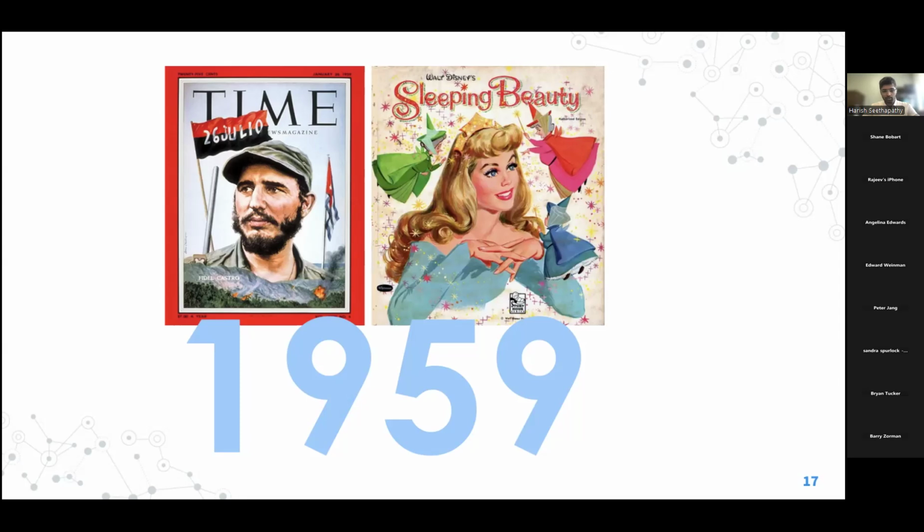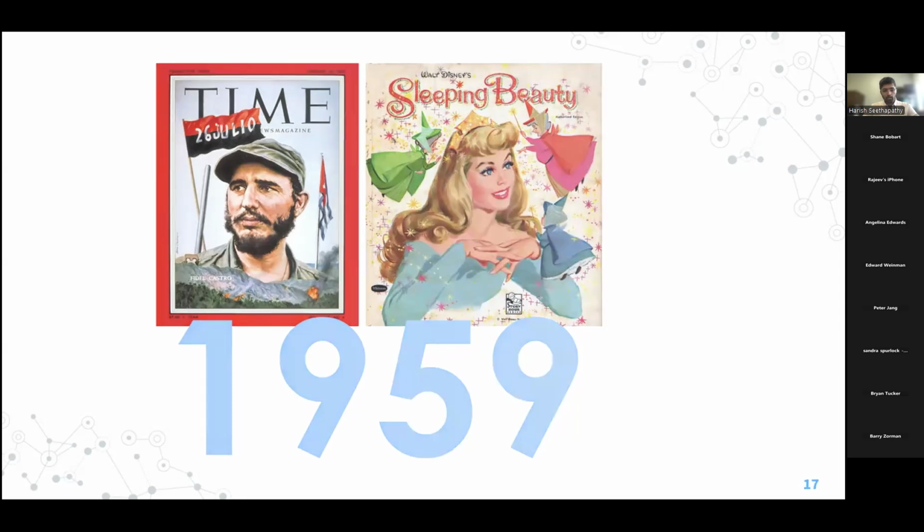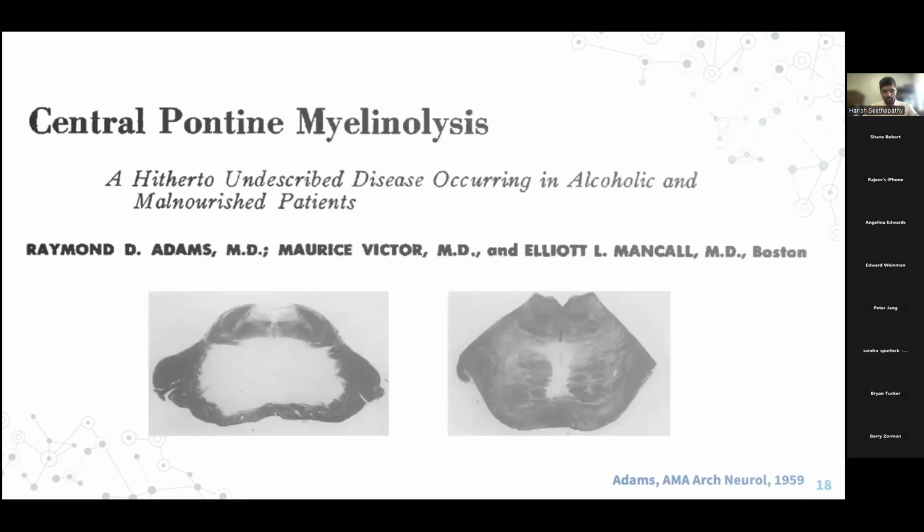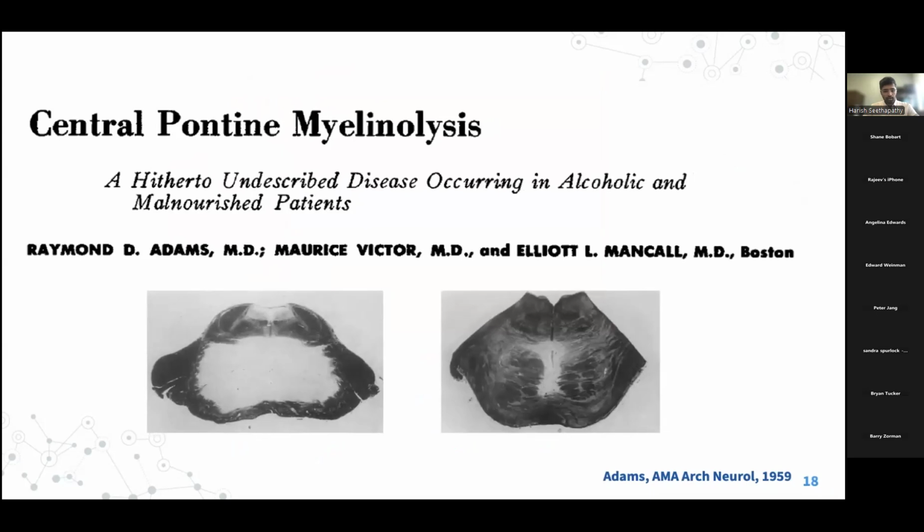Right at the same time that this was happening, there were a couple of scientists in the neurology unit at the place where I practice, MGH or Mass General in Boston. They were really studying the effects of alcohol on the brain. And they described this syndrome called central pontine myelinolysis, which they thought was distinct from anything else that had been described at that time. So they named it CPM, a hitherto undescribed disease occurring in alcoholic and malnourished patients.